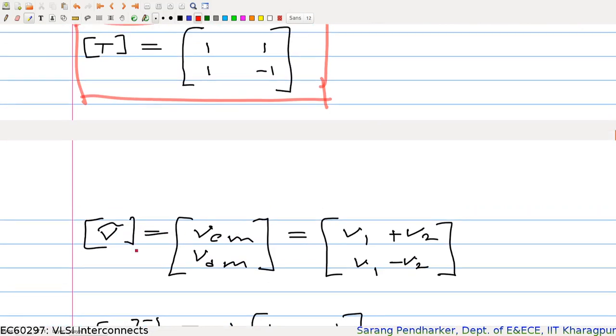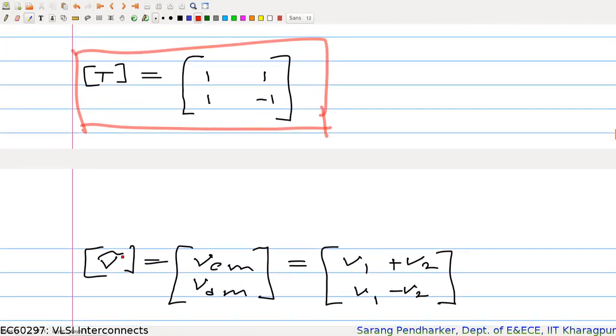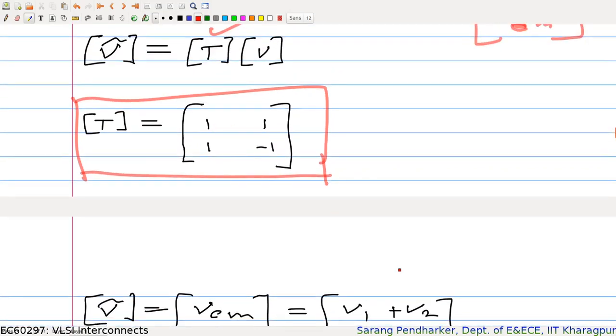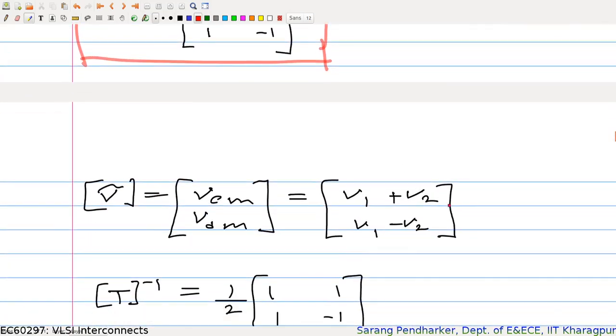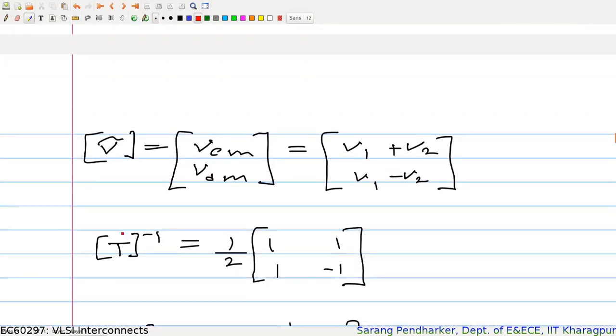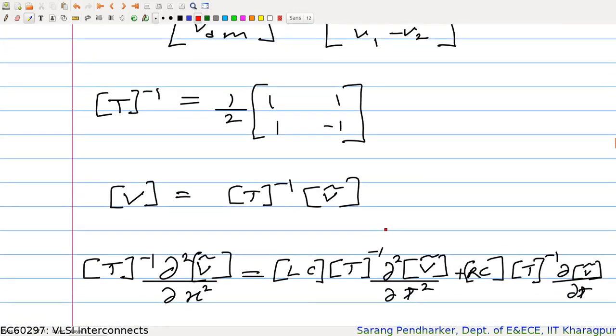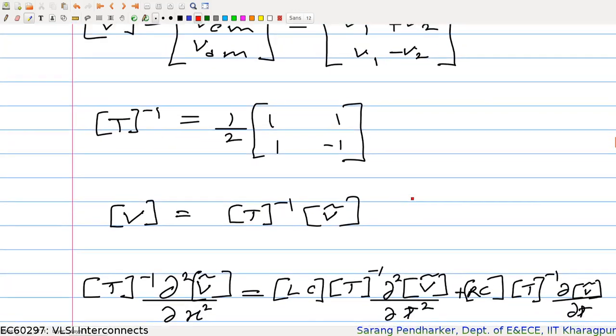So as I said, we can define new sets of voltages V common mode and V differential mode, and then if you make this transformation act on V, you will get this relationship. Similarly, T inverse can be written like this, and V can be retrieved from V tilde by operating T inverse on V tilde.